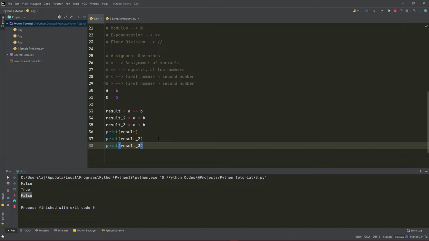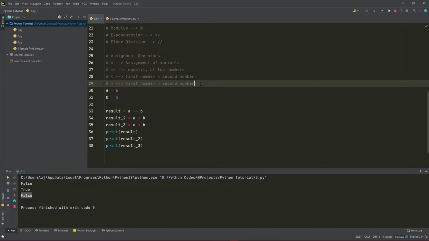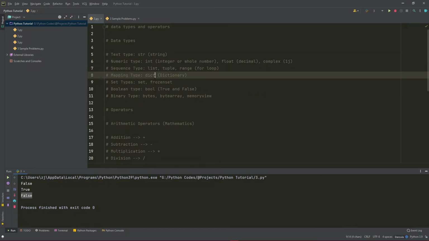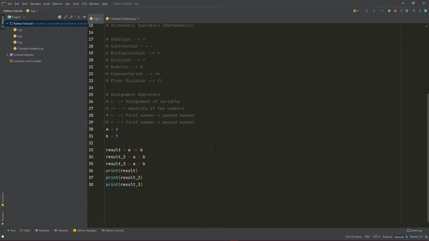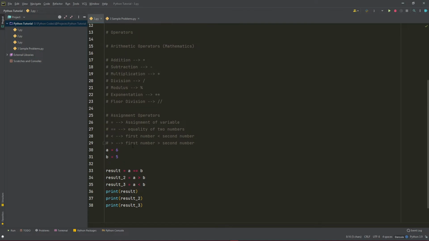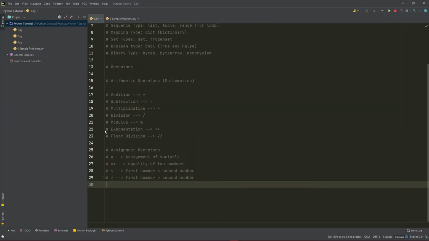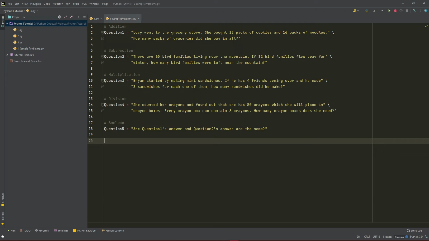Okay, now there are a lot of operators aside from these four. They are going to be tackled maybe in the list, tuple, range, set, and also dict videos, if I'm able to tackle them in the succeeding videos of this tutorial, so make sure you check them out. All right. So basically we're done with operators. Now we're going to proceed to the sample problems. This is where the exciting part will come in, right?